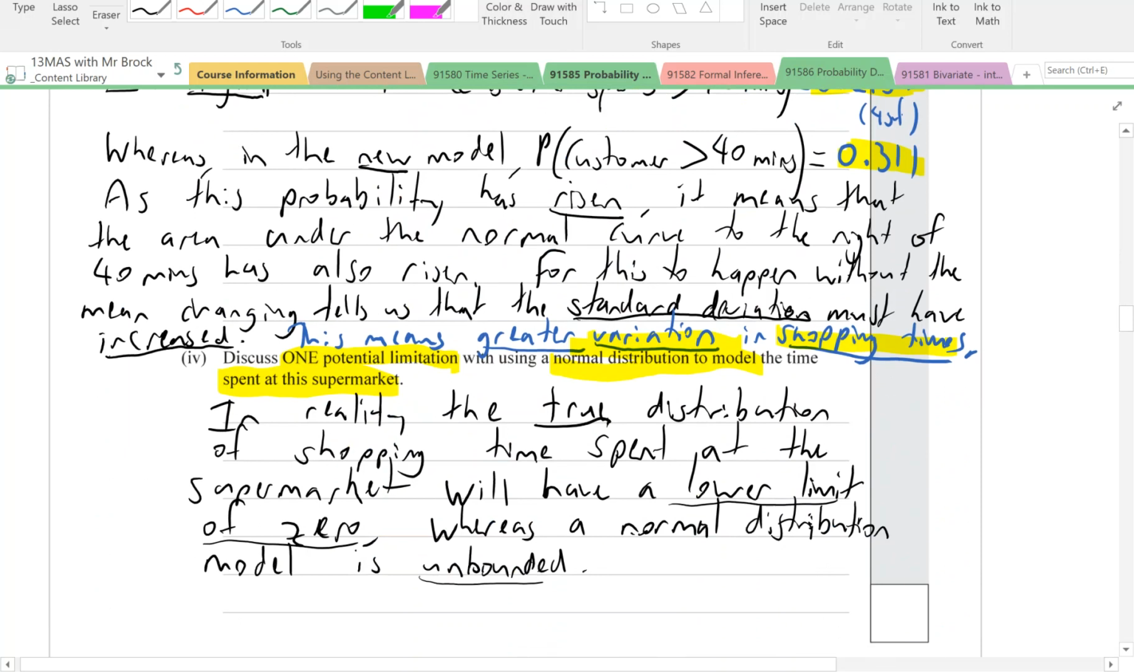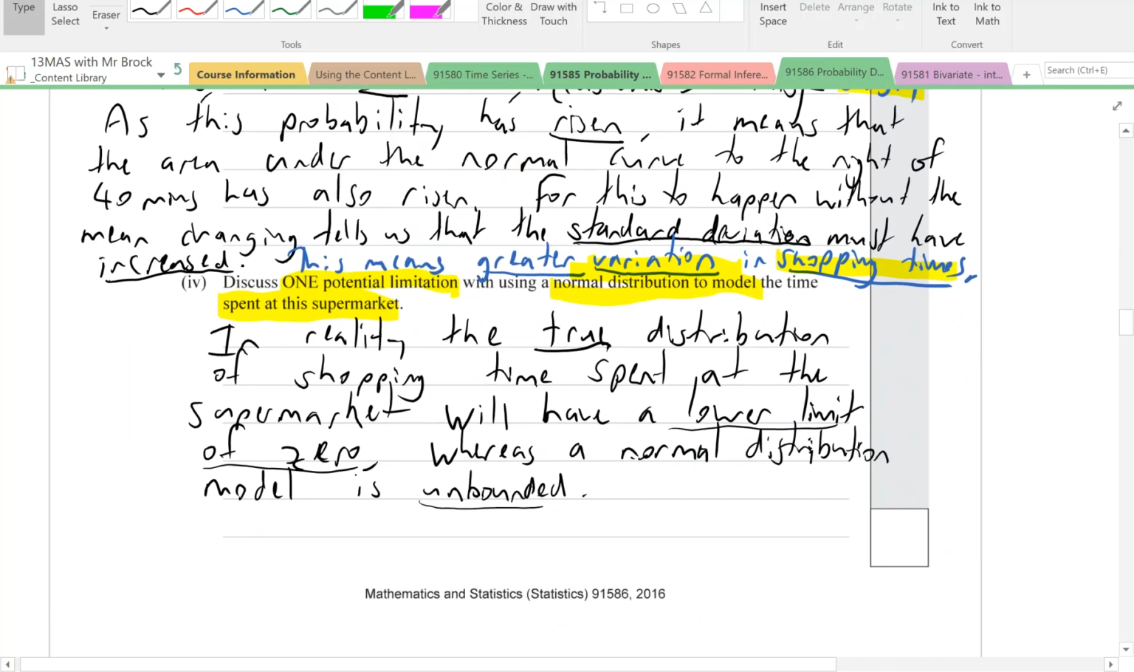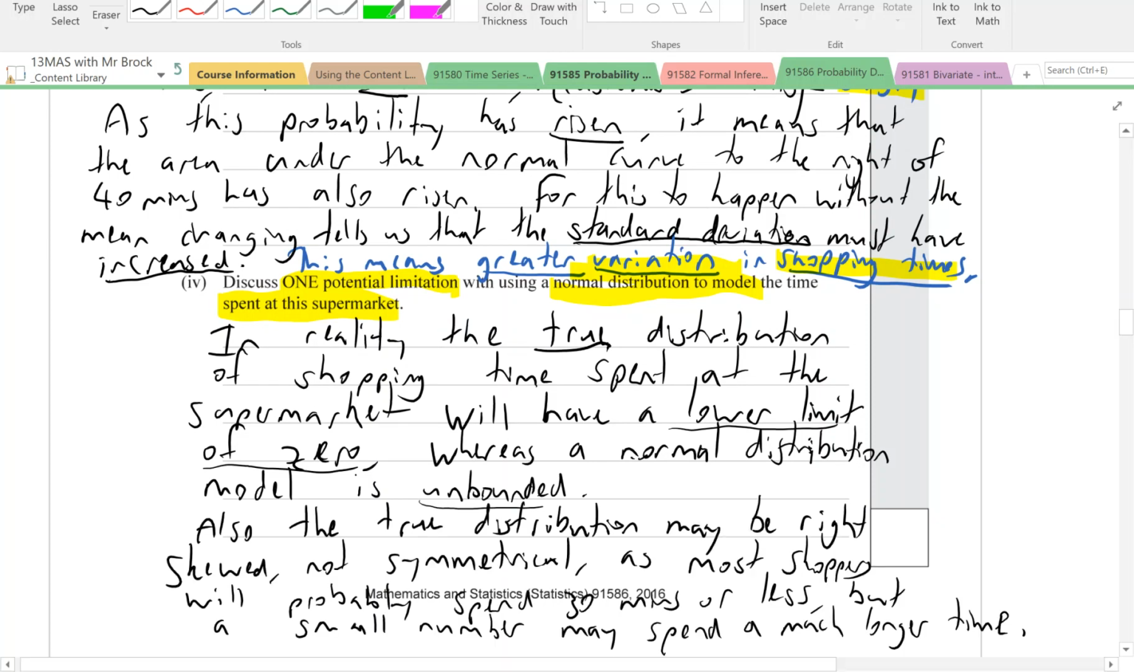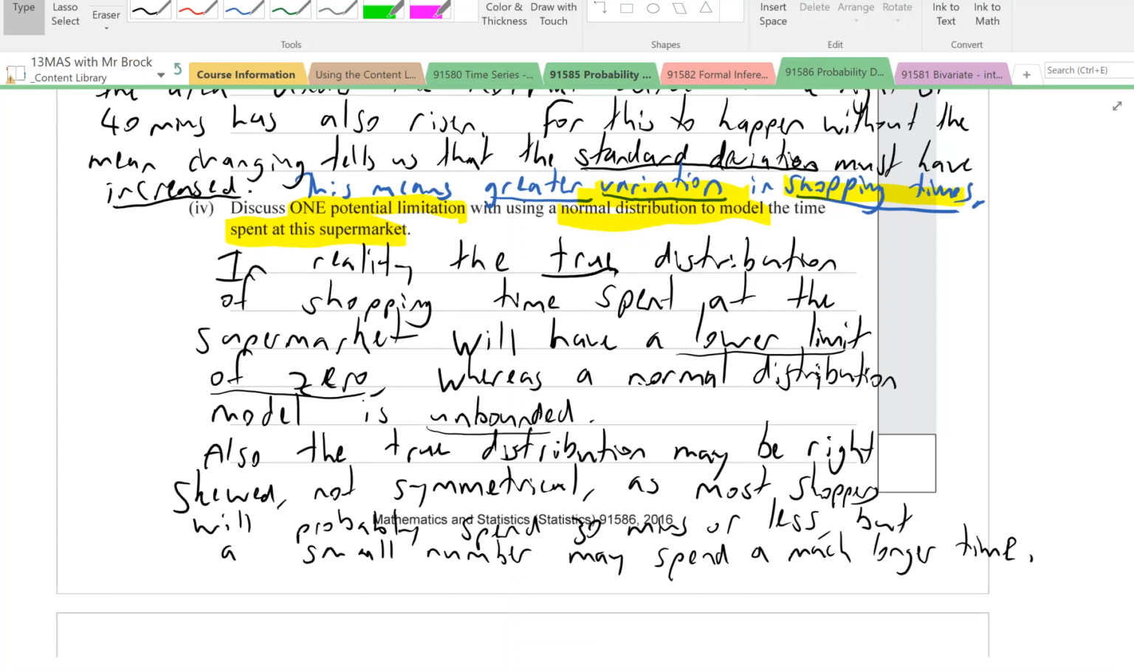Other things you could say: I would expect a bit of right skew or positive skew, because most people will spend less time shopping, or 30 minutes or less, whereas a few people will spend a long time shopping. And obviously you can't go less than 0. There's a floor effect. Can't go below the floor. So the true distribution may be right skewed, not symmetrical, as most shoppers will probably spend 30 minutes or less, but a small number may spend a much longer time. Okay, so we've compared what we would expect the true distribution to look like for shoppers in the supermarket with the way the normal curve behaves, and we've put that in context.